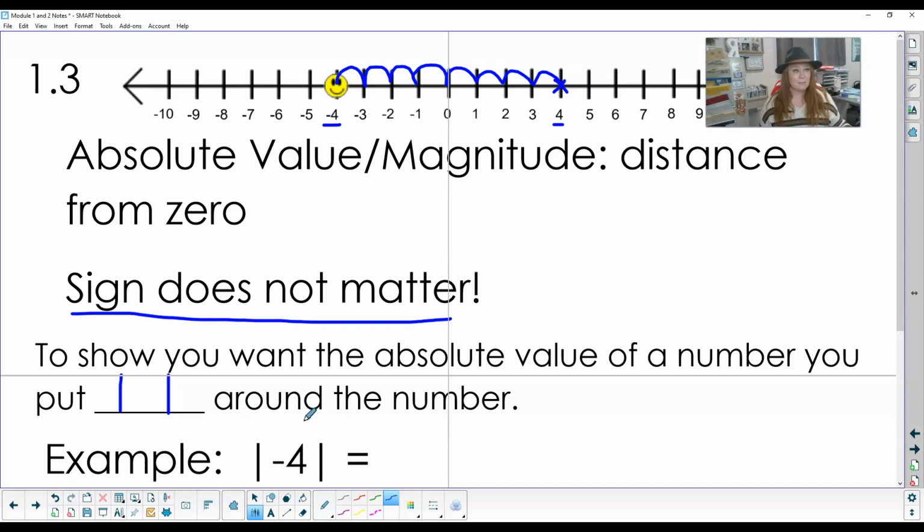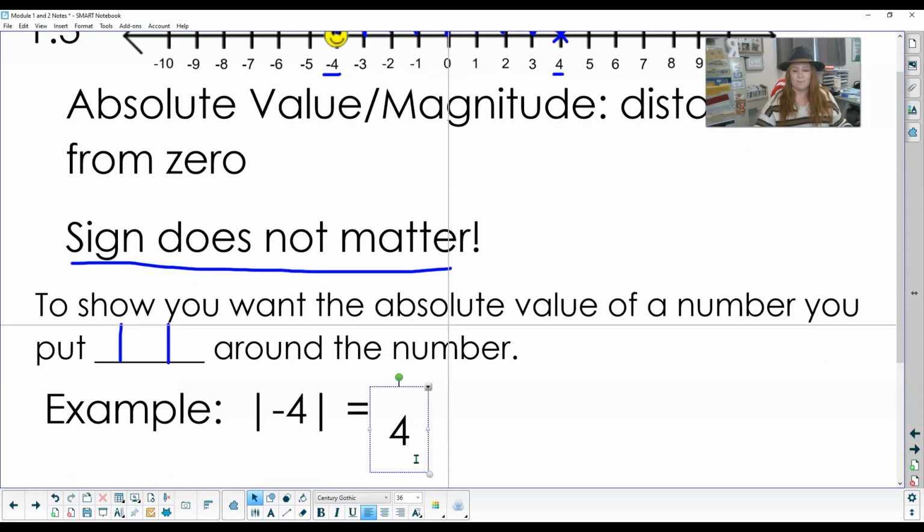Here's an example right here. This was -4, showing us where it was on the number line, and you can see it has these lines around it. If I'm reading this, I would say the absolute value of -4 equals 4. It takes 4 places to get from -4 to 0, so the answer is just 4.